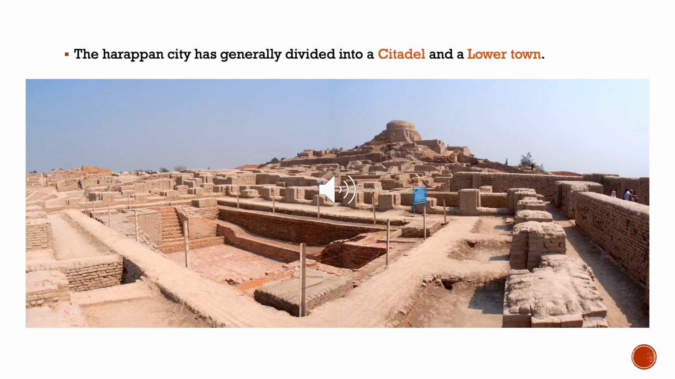Harappan people were masters of architecture. The Harappan city was generally divided into a citadel and a lower town, and streets crossed each other at 90-degree angles, dividing lines throughout the city. Here we can see the great Mohenjo-daro mound and the city beneath it.